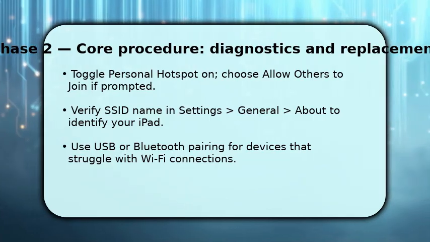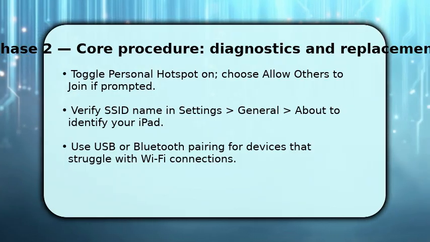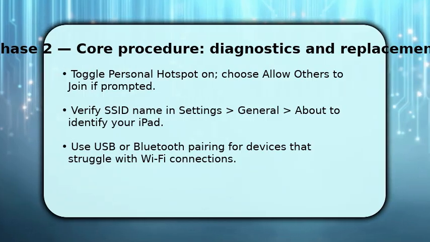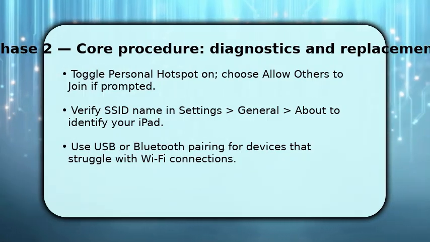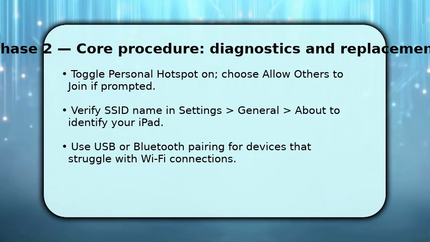For stubborn connections, use USB tethering to a computer or Bluetooth pairing to a phone. USB gives a stable link and avoids Wi-Fi interference. Once devices appear as connected, monitor the data meter to avoid surprise limits and to verify traffic is flowing.